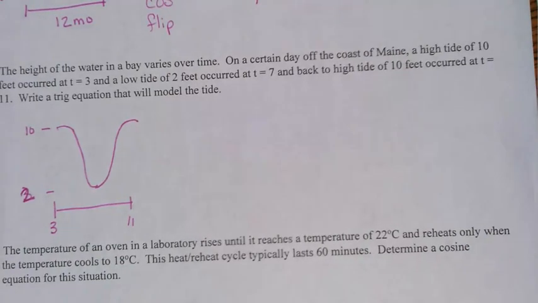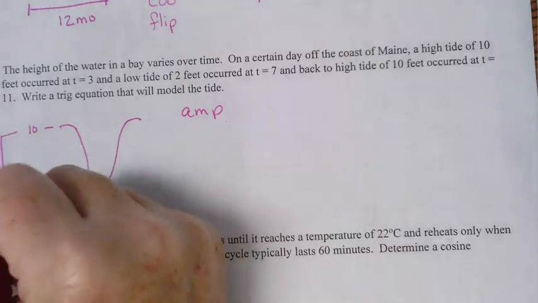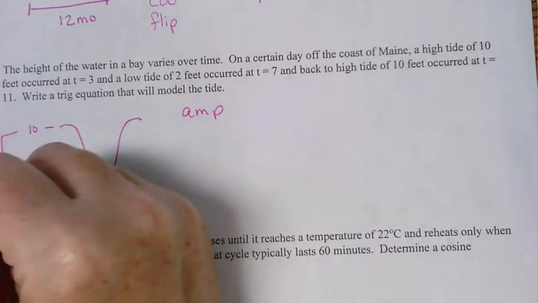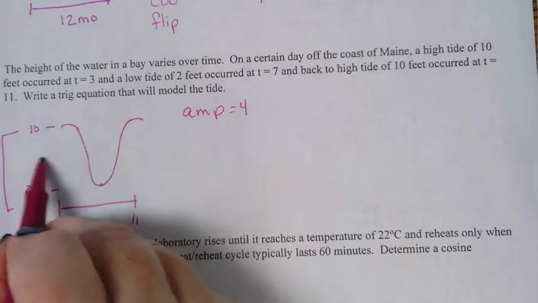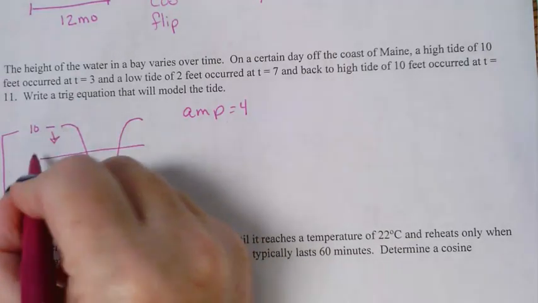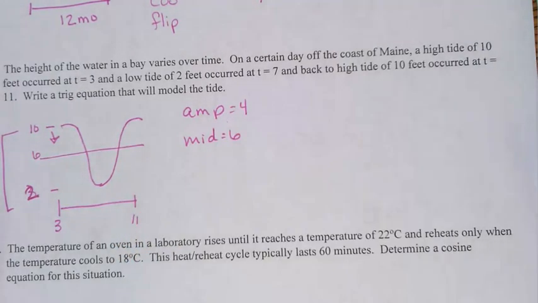Okay. So we got to figure out my amplitude. They are 8 across, divide by 2, and we get 4. So go down 4 from 10 and we get 6. So my midline is 6.